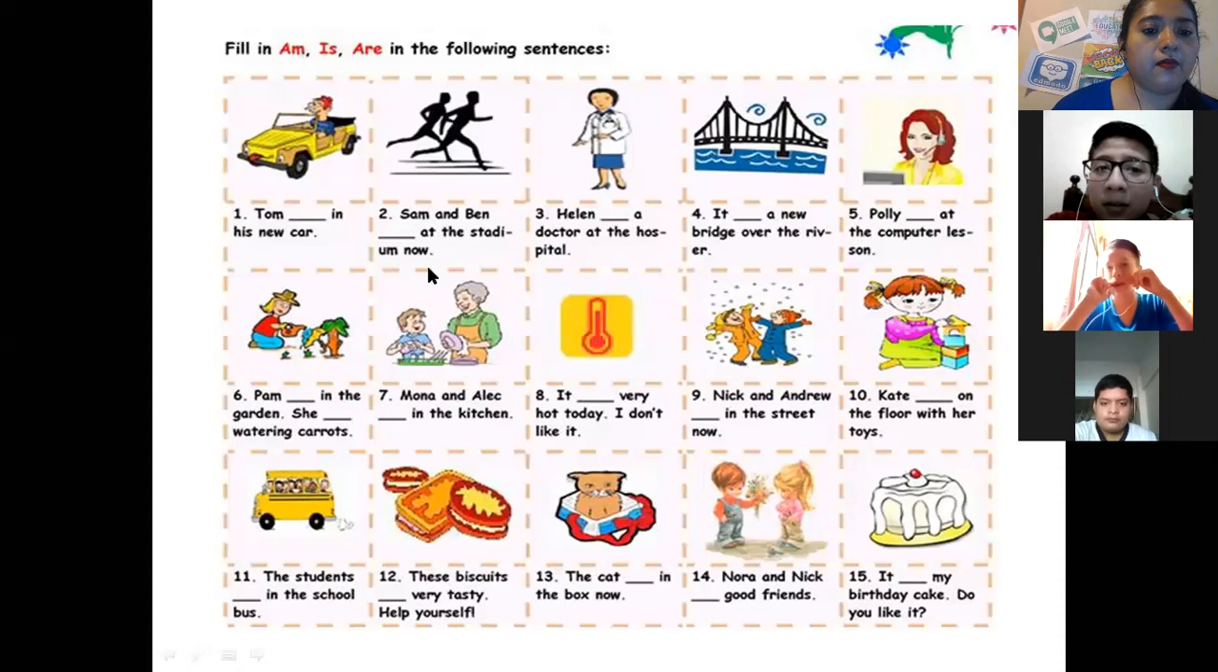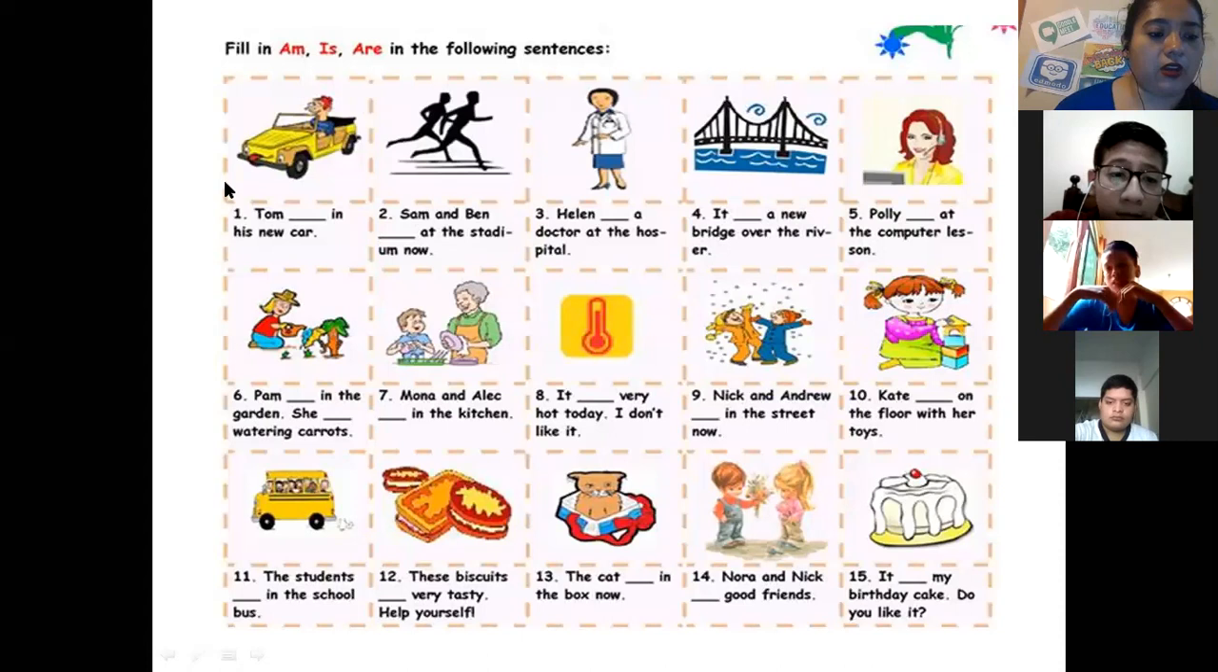¿Con cuál completaste? ¿Con am, con is o con are? Are. Are. Ya, ahora sí, lea toda, completa. Sam and Ben are at the studying now. Very good. Sam and Ben are at the studying now.